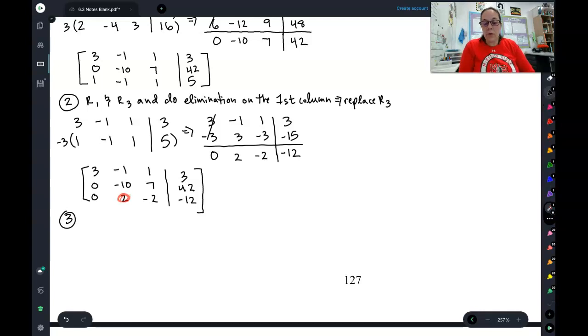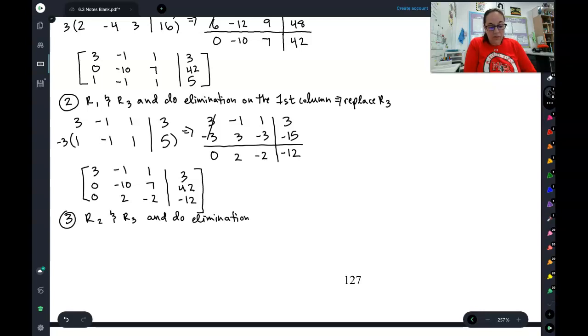So to get a 0 there, here's what you're going to do. You're going to take row 2 and row 3 and do elimination on the second column. This time, not the first column. And then you are going to take that answer and replace row 3 with it.